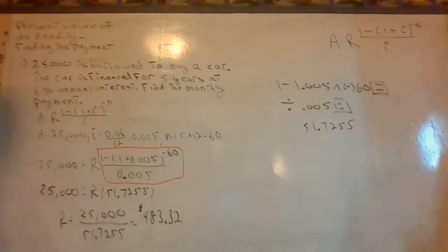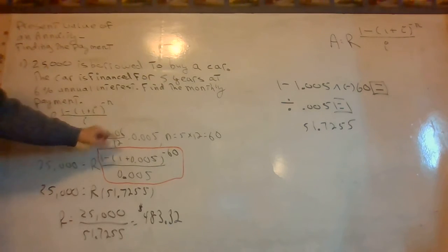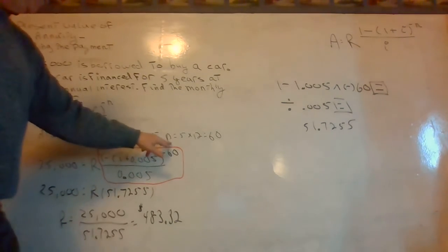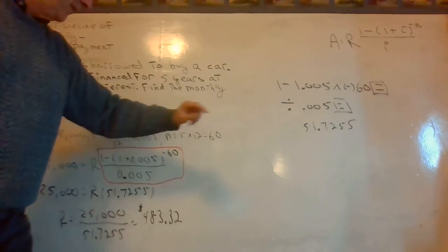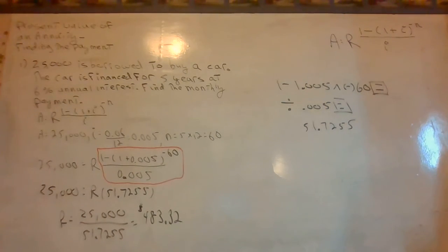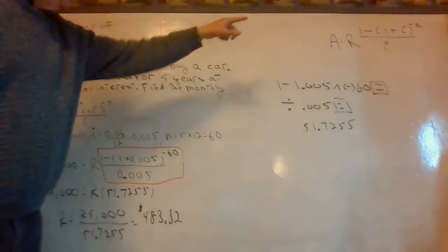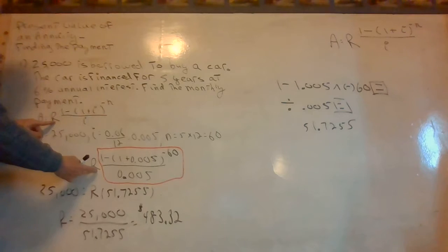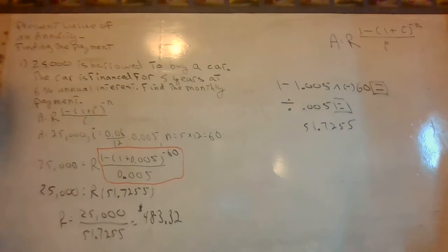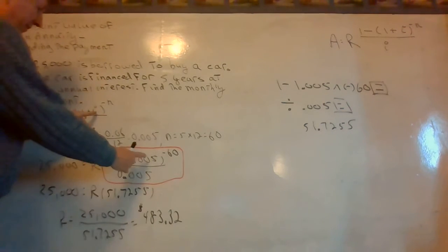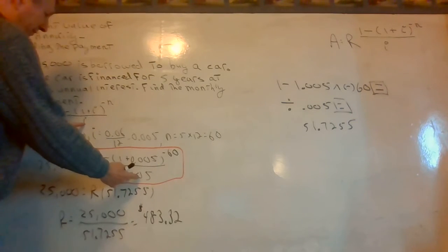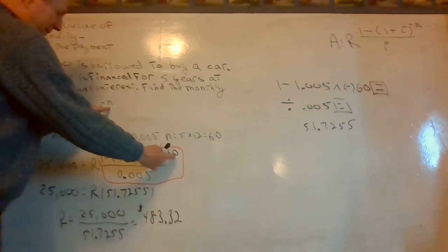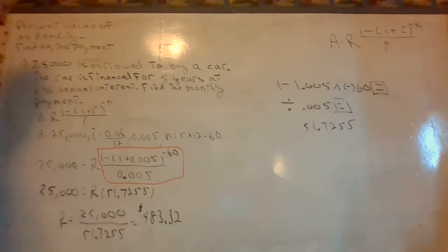Second step, identify the variables. The present value of the annuity is $25,000. I is equal to 0.06 over 12, which is 0.005. N is equal to 5 times 12, 60 months. Then you can substitute into this formula right here. We put 25,000 here. R is a variable. We're looking for the payment. For I, we put in 0.005, 0.005, and we put the number of payments up here as an exponent.